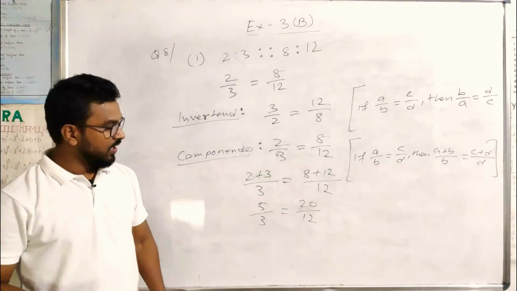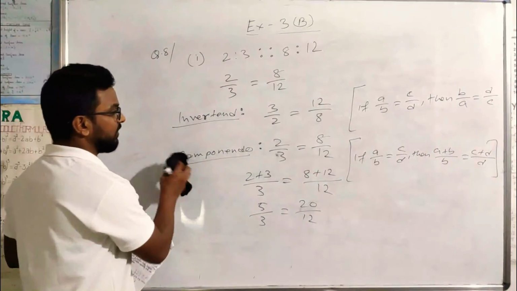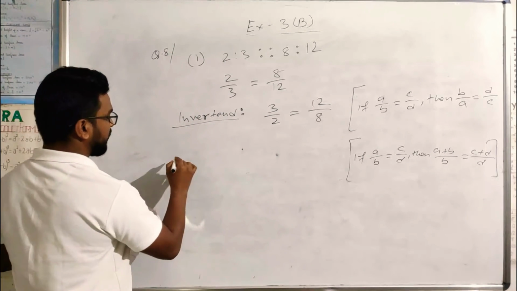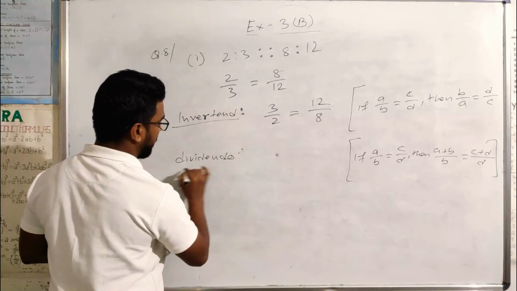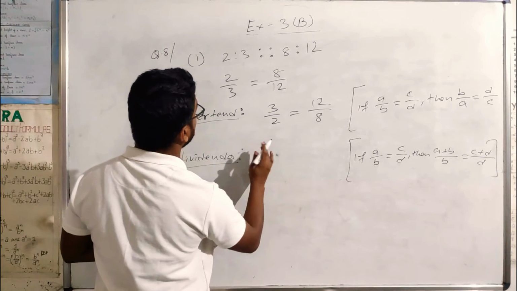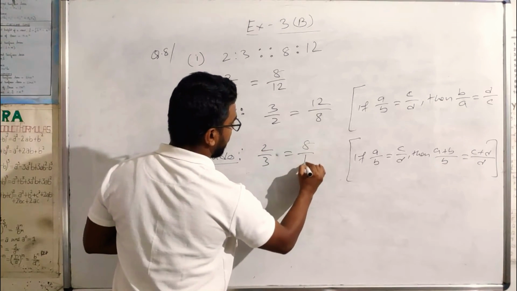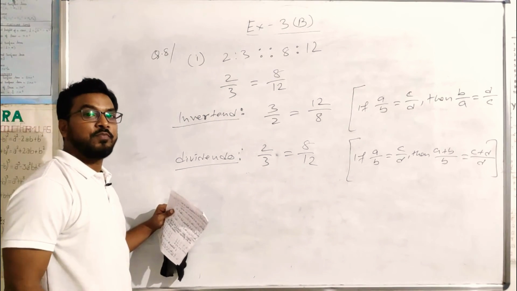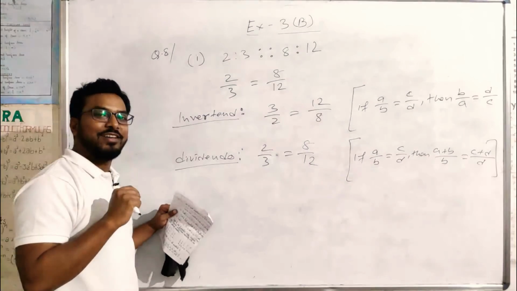Okay. Our third one is dividendo. So what is dividendo? How to do dividendo? Let me do it here itself. Next one is dividendo. So the proportion is given: 2 by 3 is proportional to 8 by 12. Now what is dividendo? Dividendo means we subtract the denominator from the numerator.